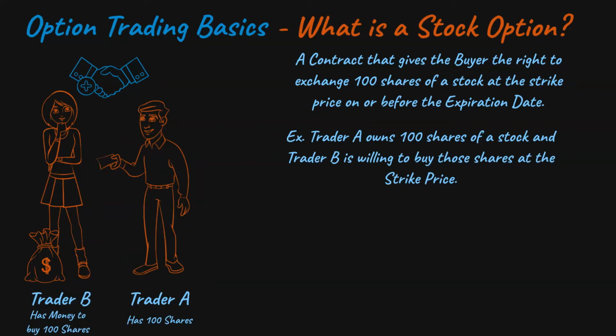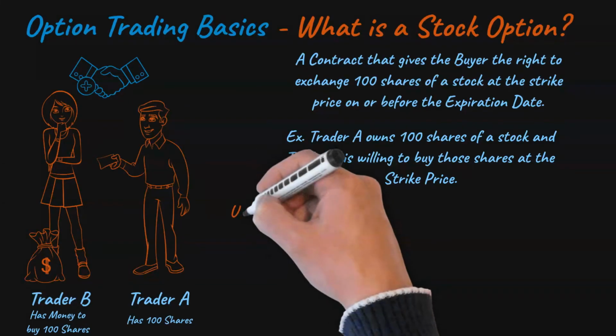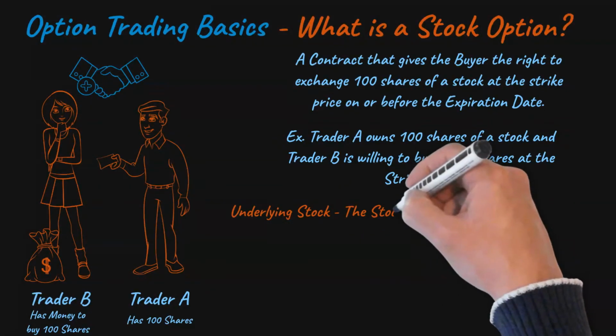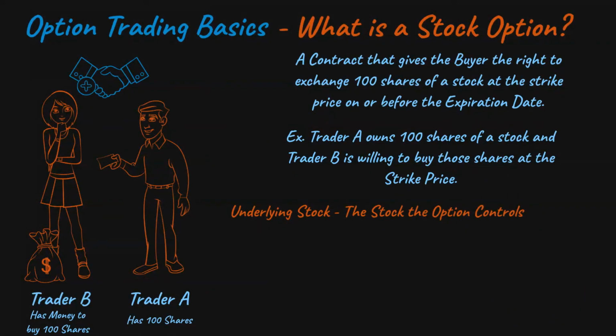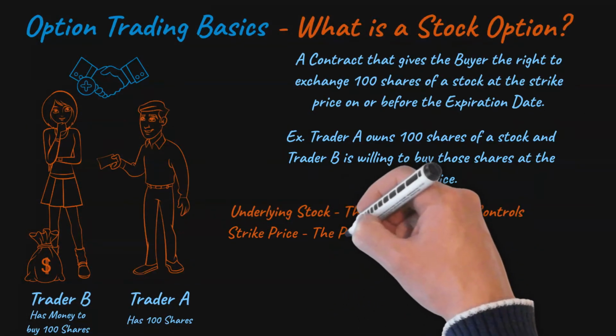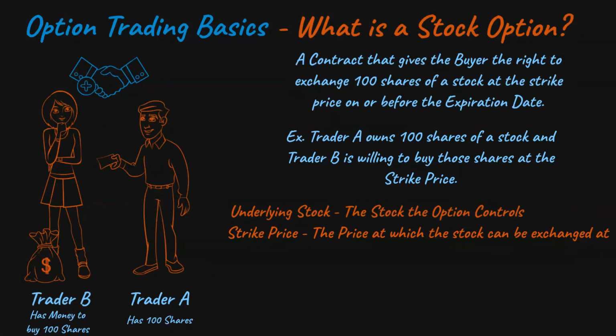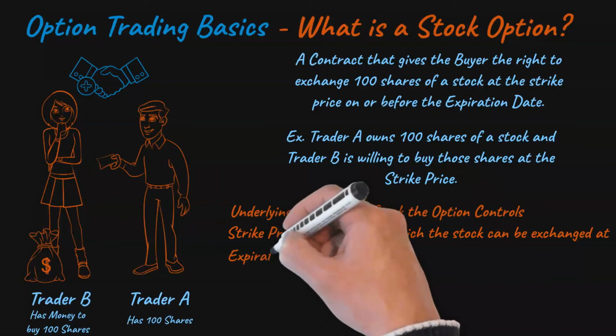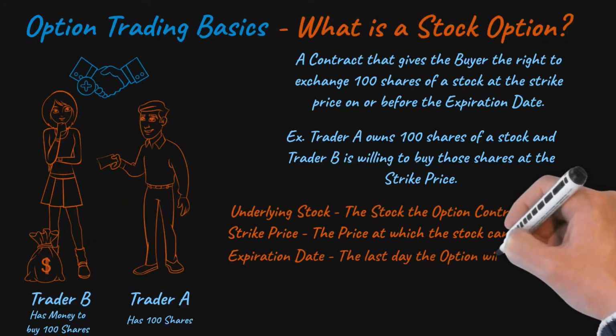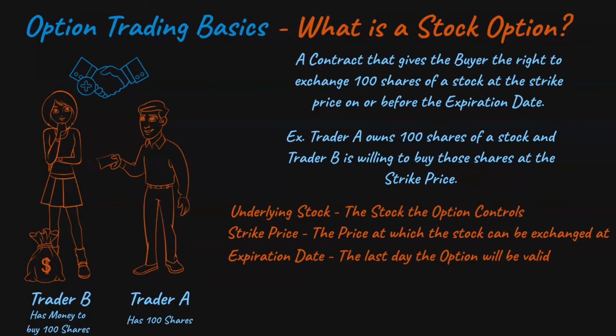To explain further, let's define some key factors that every stock option has. First is the underlying stock. This is the 100 shares that the option contract controls. Second is the strike price. This is an agreed upon price of the shares that can be exchanged. This would be the per share cost at which Trader A would sell 100 shares to Trader B. Last is the expiration date, a deadline for the contract. The underlying stock can only be sold to Trader B at the strike price on or before the expiration date.